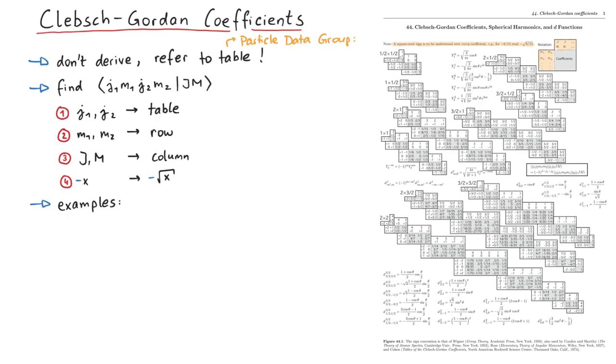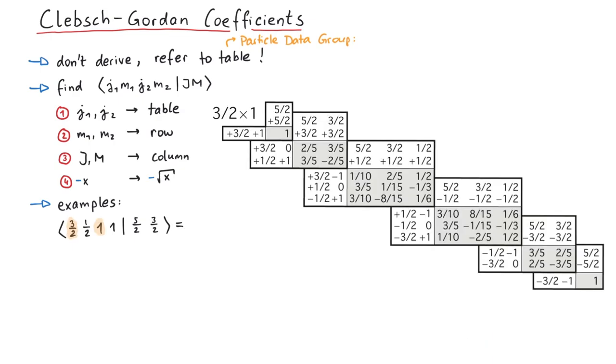Time for some examples. Let's say we want to find the Clebsch-Gordan coefficient 3/2, 1/2, 1, 1, 5/2, 3/2. Step 1, we need the 3/2, 1 table. Step 2, we look at the 1/2, 1 row. Step 3, look at the 5/2, 3/2 column. The value is 3/5. Step 4. Use the square root. The result is the square root of 3 over 5.